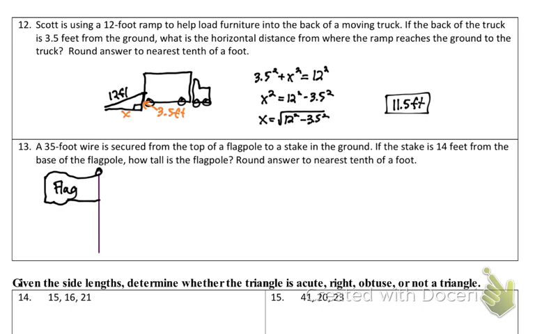All right, so we have a wire that's secured from the top of the flagpole to a stake in the ground. So here's my wire staked in the ground. So that's my wire. And that wire is 35 feet.